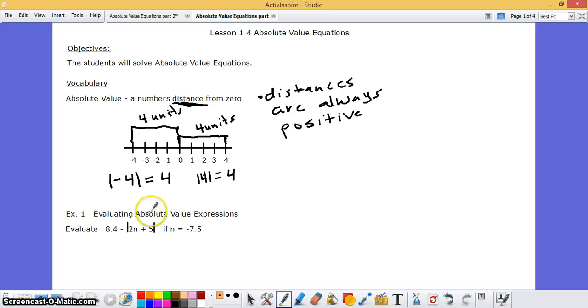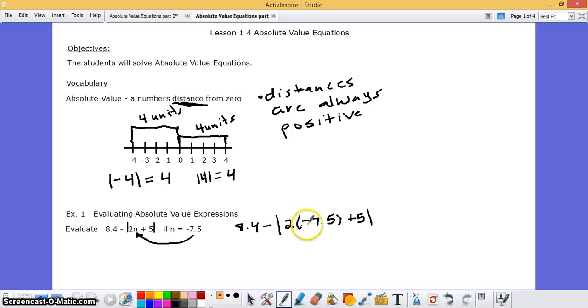Alright? So evaluating absolute value expressions. We want to evaluate 8.4 minus the absolute value of 2n plus 5 if n equals negative 7.5. So we're going to take the negative 7.5, we're going to substitute it in for n. So we got 8.4 minus the absolute value of 2 times negative 7.5 plus 5.